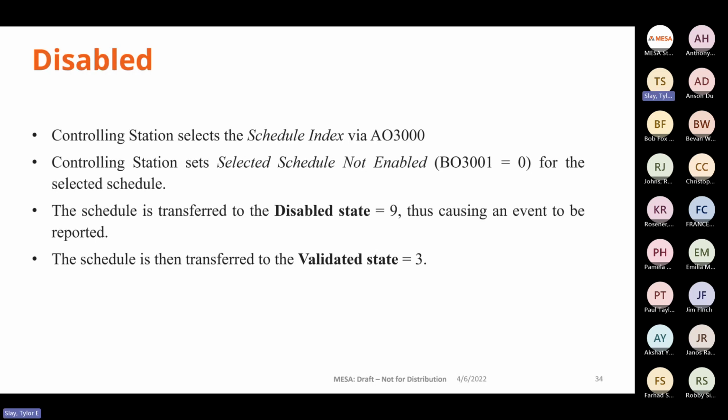In the disabled state, the control station selects the schedule index. The selected schedule not enabled, BO 3000 equals 0. That's saying, hey, I don't want this to be active anymore. Then the schedule will be transferred to disable state, and the schedule will still must go through the validation process again.